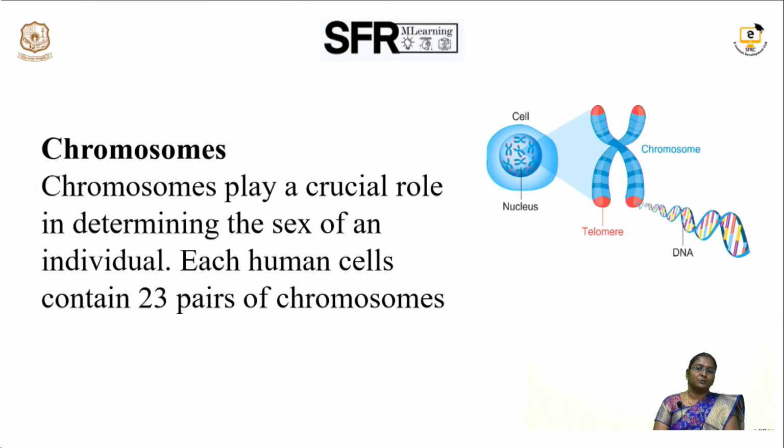Next is the chromosome. So, this is the very important thing in the nucleus. It holds all the genetic information, it determines the sex of an organism. So, human beings have 23 pairs of chromosomes. So, chromosomes are the compact structure of DNA. So, DNA compiled together to form the chromosomes.